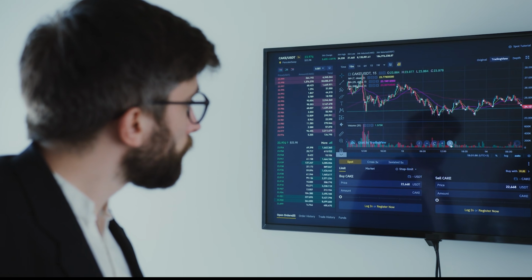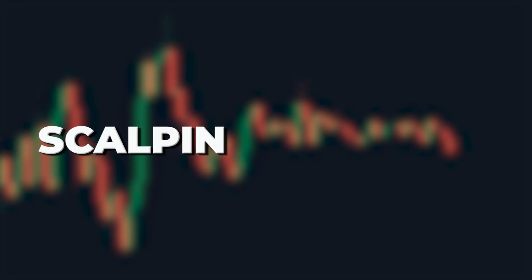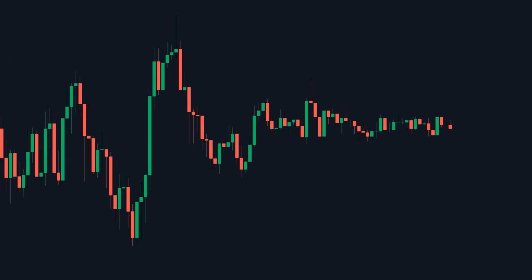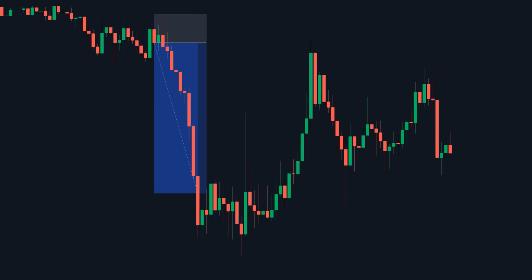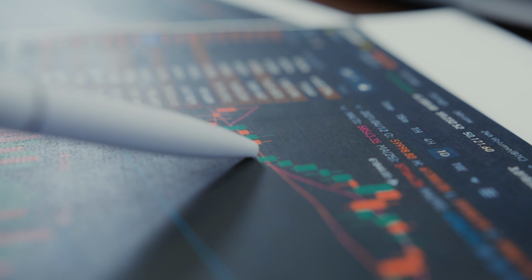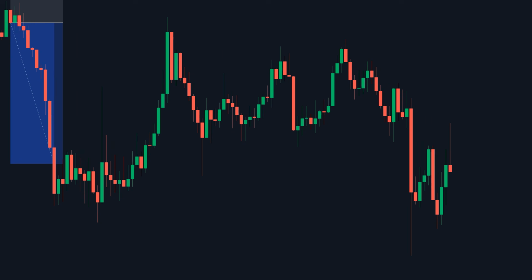In this video, we're going to explore a super profitable scalping strategy that works on the 5-minute time frame. This strategy uses only 2 free TradingView indicators. We're going to explore what these 2 indicators are, the best settings to use, as well as the entry conditions.